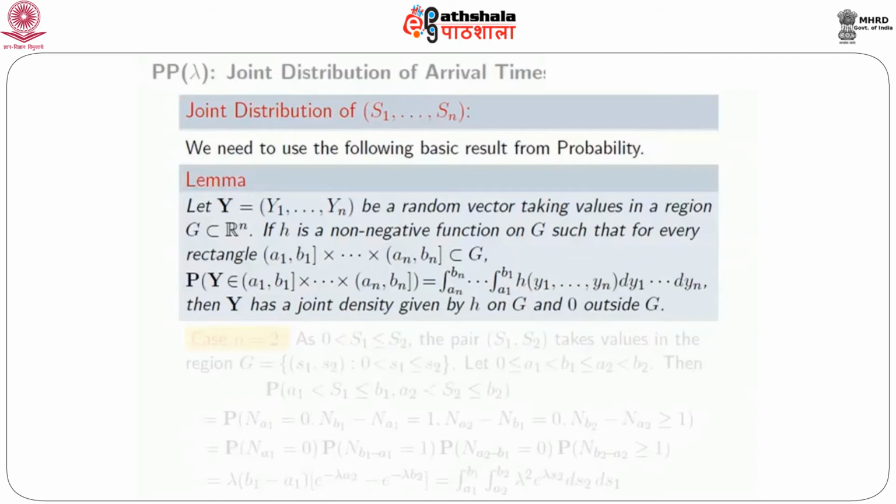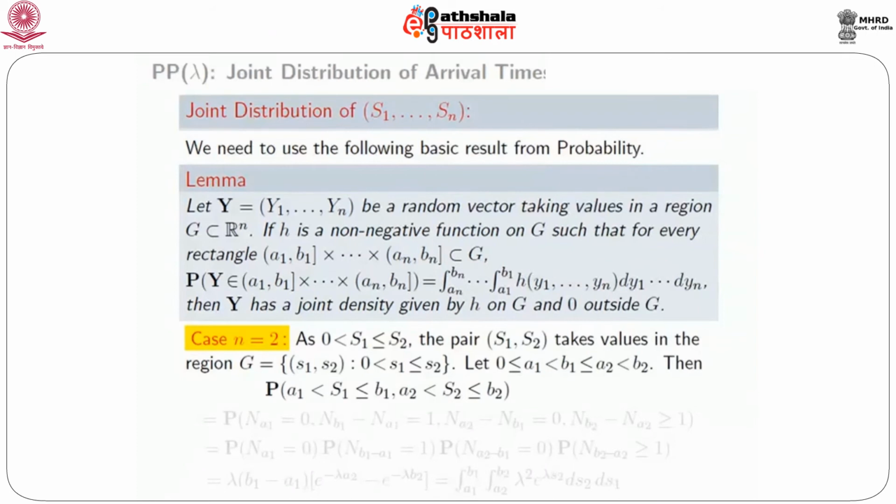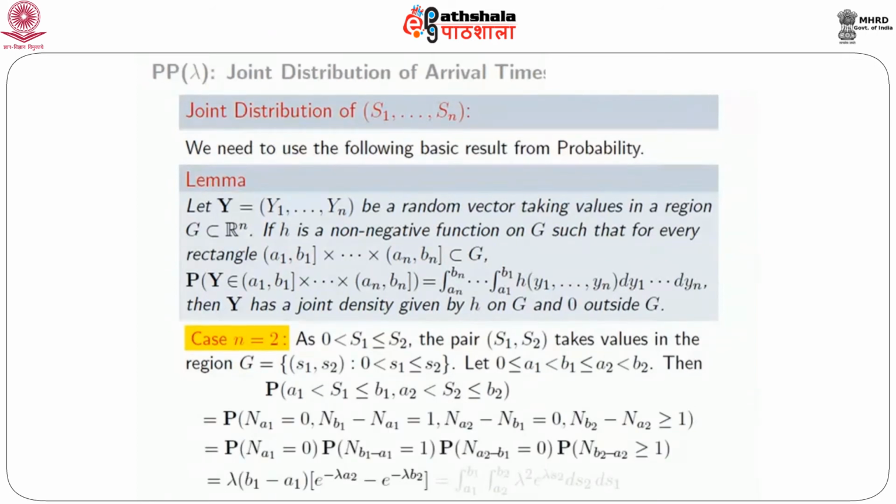contained in the region G, the probability that the random vector Y lies in this rectangle, which simply means that Y1 lies in (a1, b1], ..., Yn lies in (an, bn], equals the integral of the function h(y1, y2, ..., yn) over this rectangle. This is a multiple integral, the integral of h over that rectangle. Suppose this is true for every rectangle contained in G. Then Y has a joint density given by h. That means the function h must be the joint density of Y. Of course, since Y takes values in G, the density is h on G and 0 outside of G.